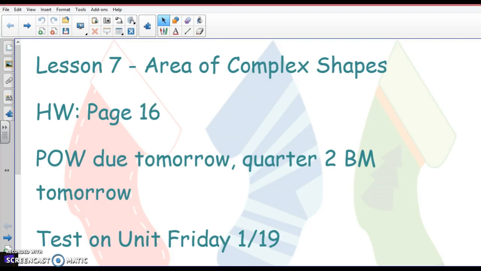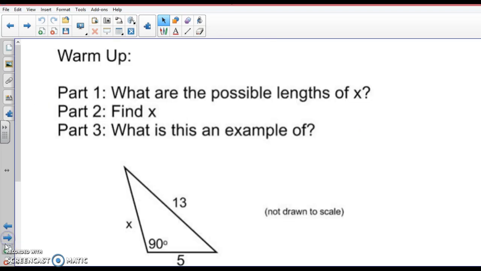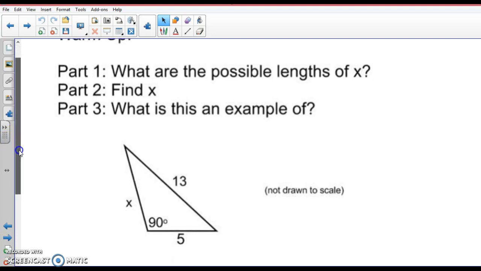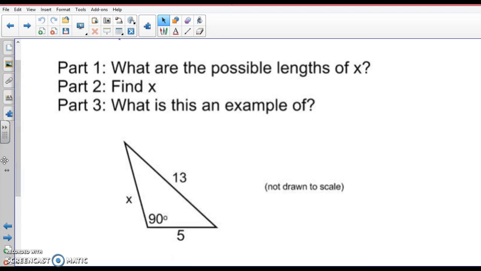All right, this is the 2D geometry unit, lesson 7, talking about area of complex shapes. This is going to be your warm-up problem. I want you to pause the video and do this. We are looking for the possible lengths of x.